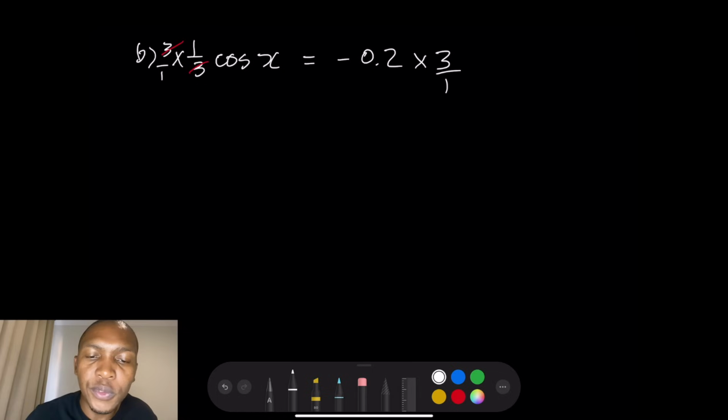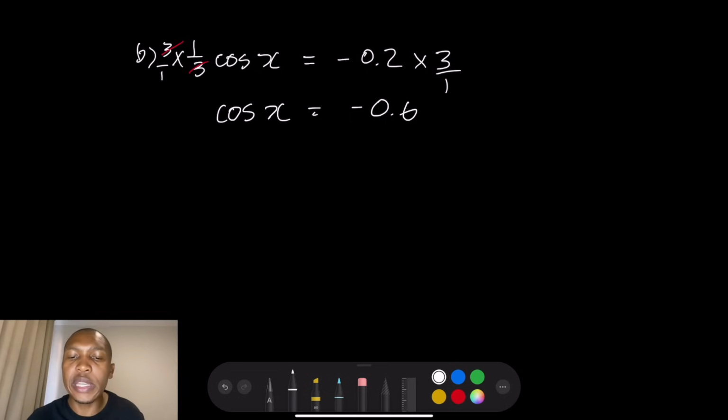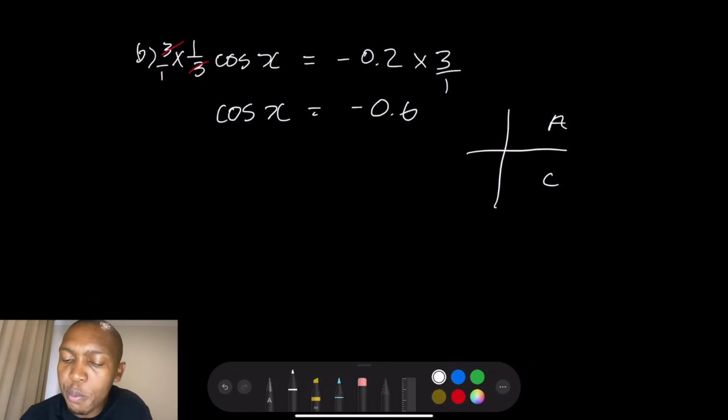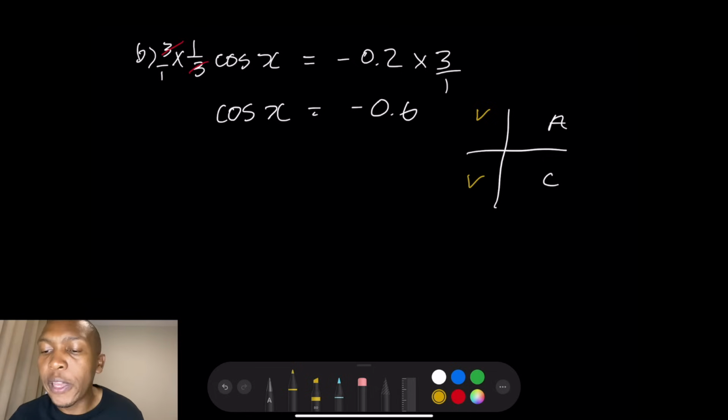And at the end of the day, I'll just be left with cos of x is equal to negative 0.6. Now, I want you to keep in mind, when we think about our Cartesian plane again, where is cos negative? So first of all, I know it's positive in the first and the fourth quadrant. So meaning in this case, it would be negative in the second and in the third quadrant. Okay, so that's going to be important when we find our answer.